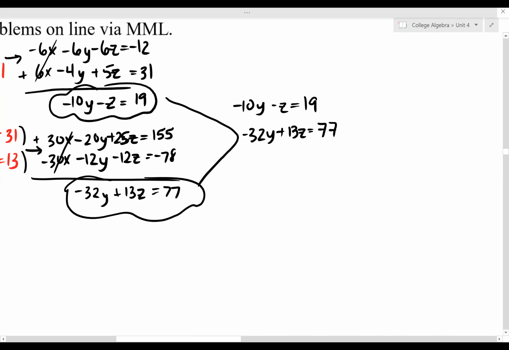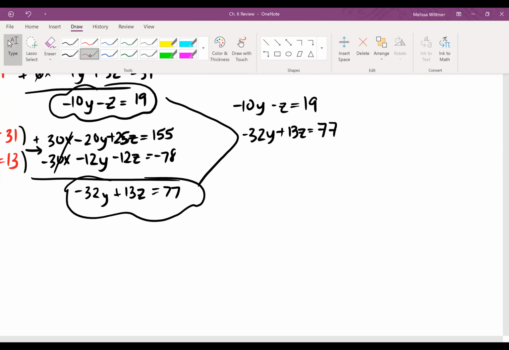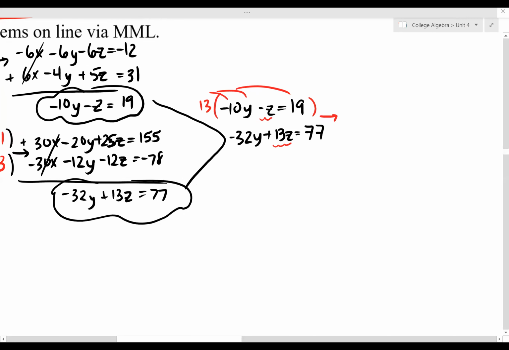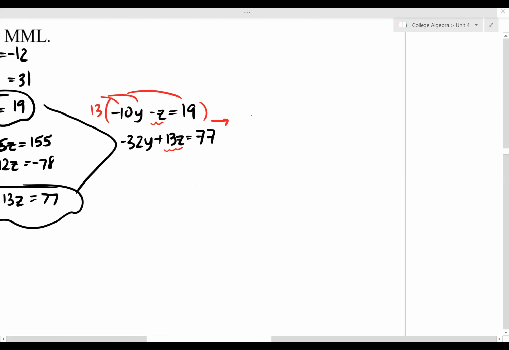So now that I've got those written together, it looks to me like the z is going to be easy to cancel because I have 13z and I have -1z. So if I multiply 13 on the top, then I'll get a -13z that will cancel. So let me go ahead and multiply 13 across the top equation, and that gives me -130y minus 13z equals 247. And then the second equation doesn't change.